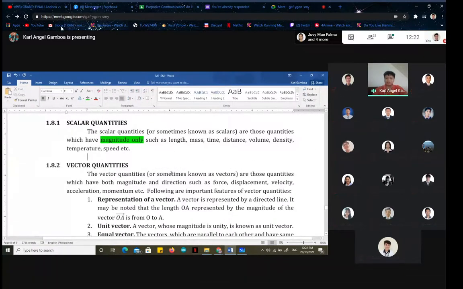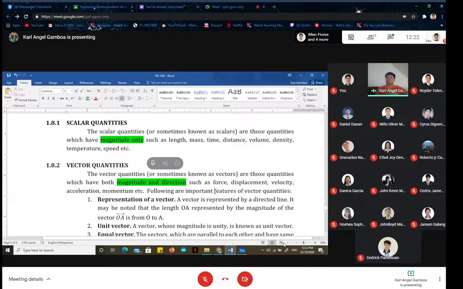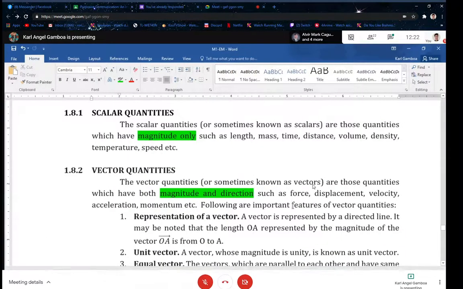The vector quantities, or sometimes known as vectors, are those quantities which have both, basically, magnitude and direction. Such as what? We have force, displacement, velocity, acceleration, momentum, and such. So kapag nabanggit natin force, natural lahat yan ay vector quantities because they have an orientation, now where will that force be directed.